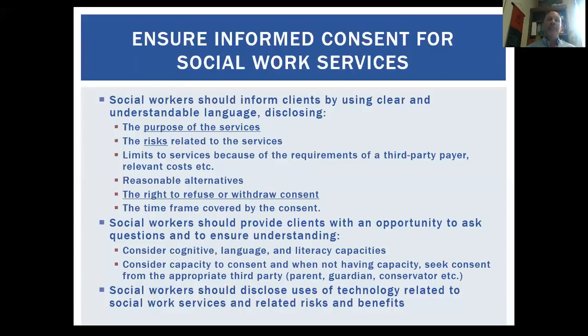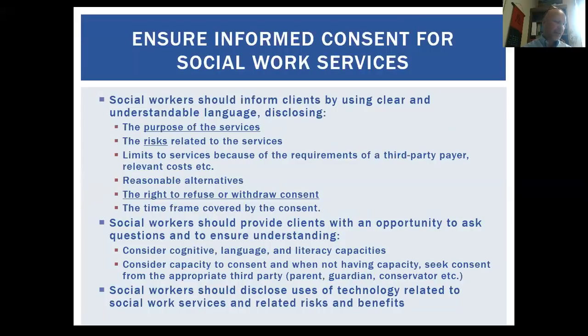Social workers, we protect vulnerable clients, and it's particularly important that we consider what the cognitive or intellectual capacity of the client is, what their language ability or capacity may be, as well as their literacy level, and to take great pains to make sure that the information about services and related risks and requirements are delivered in a way that the person can actually understand.